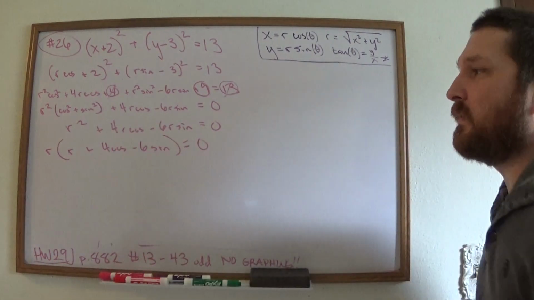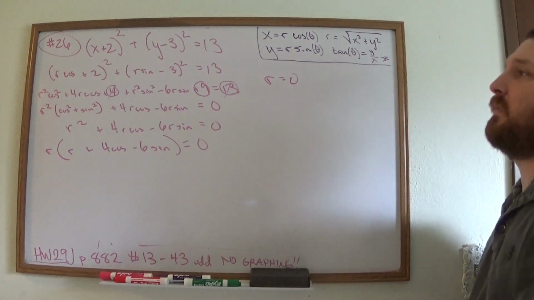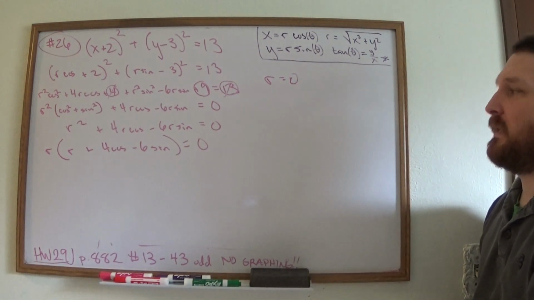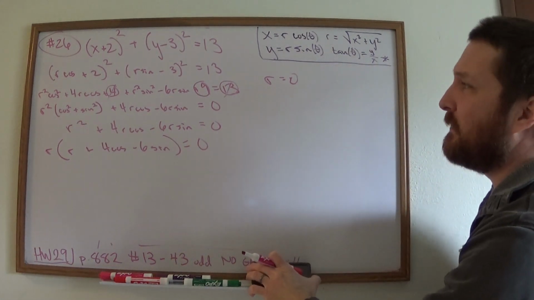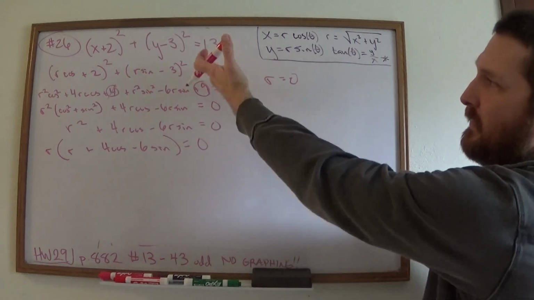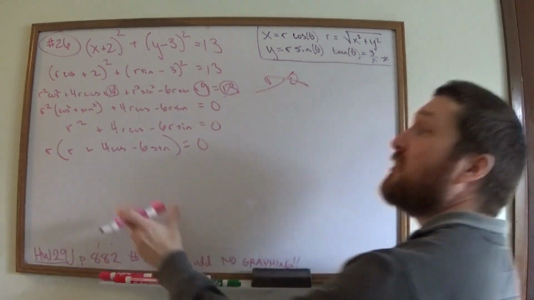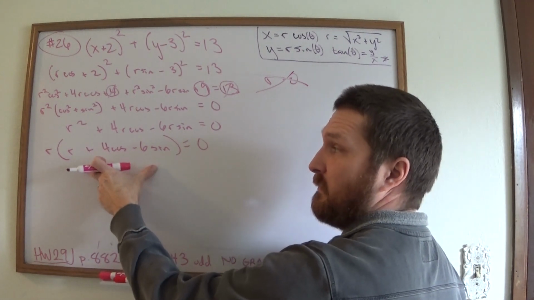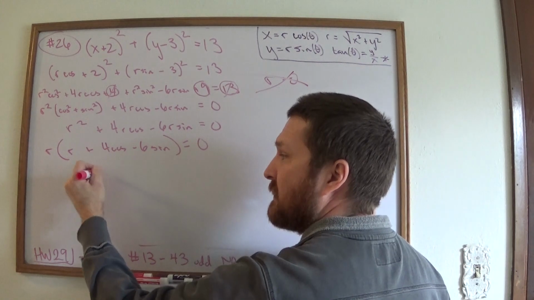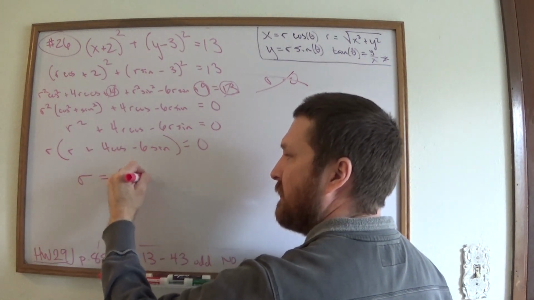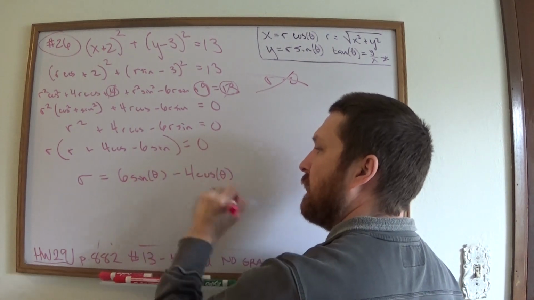Now that's equal to 0, so it's either the case that r equals 0, which is the most boring thing you could graph. That's just the origin. And so, okay, if r is 0, then that's true, but that's obviously not the case. So we're going to throw that away and say it must be the case that this thing's equal to 0. And if that thing is equal to 0, then this could be rewritten as r equals 6 sine theta minus 4 cosine theta.